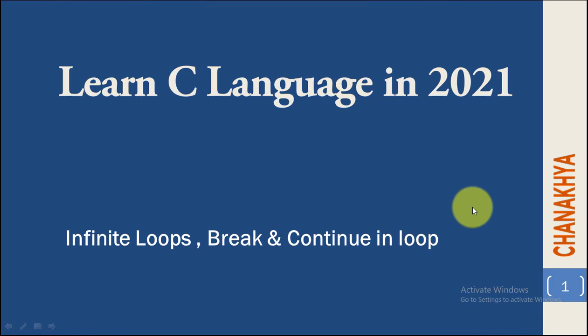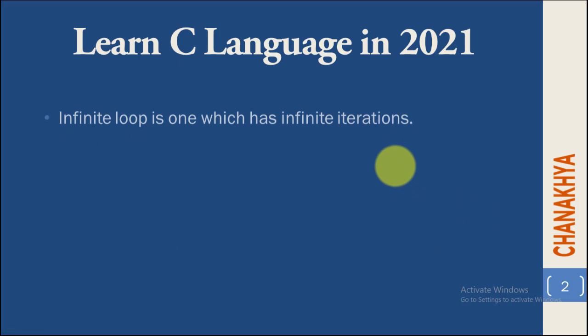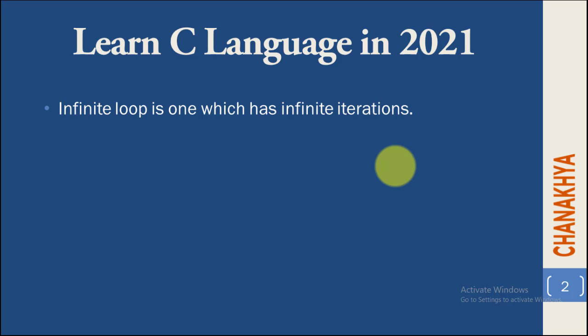So here now we are into the last video of the loops in C language. In this video we are going to learn infinite loops, break and continue statements in loops. The infinite loop is one which has infinite iterations, meaning the loop continues to iterate and has no ending.